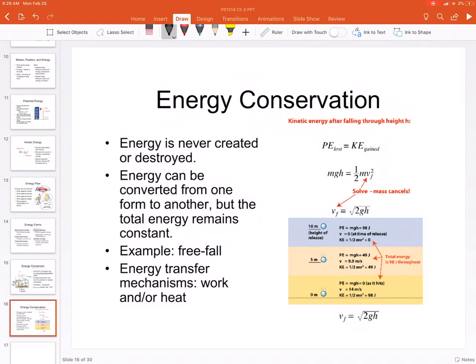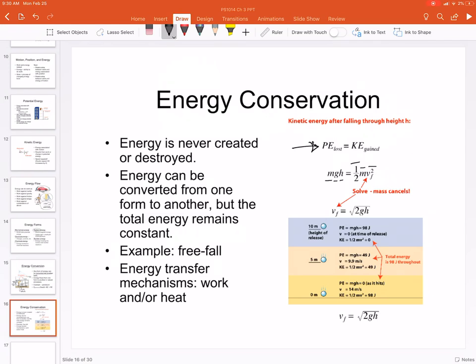And I gave you the example of the bowling ball here. Let me show you this equation that it's going to give you. So for potential energy that's lost, that's going to equal kinetic energy that's gained. Well, potential energy is still just mass times gravity times height, where kinetic energy is just 1/2 times mass times velocity squared. So if we rearrange that equation, we can actually solve for what the velocity is at any point.